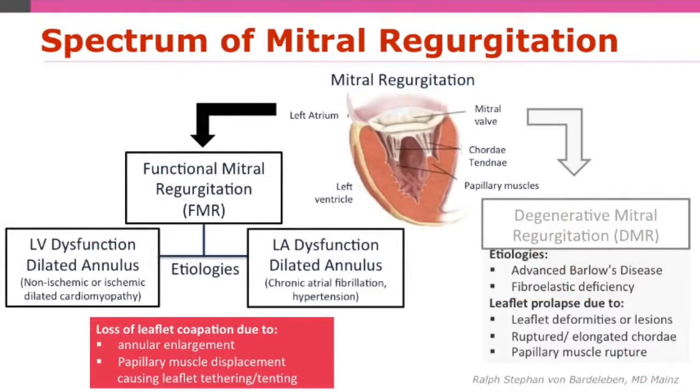This is a spectrum of mitral regurgitation summarized very nicely by Paul Grayburn from Dallas, Texas. And you can see that on the left-hand side we have functional disease, which can be caused by LV dysfunction, dilated annulus, or by LA dysfunction and dilated annulus due to chronic atrial fibrillation or hypertension. This is a disease that is under-recognized in the guidelines. And on the right-hand side, the true valvular disease, which is a degenerative or primary mitral regurgitation in Barlow's disease or fibroelastic deficiency.